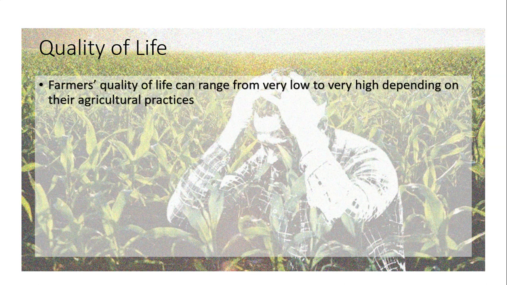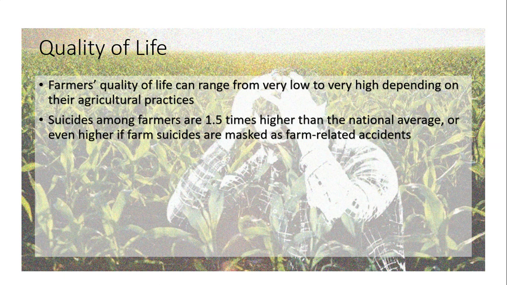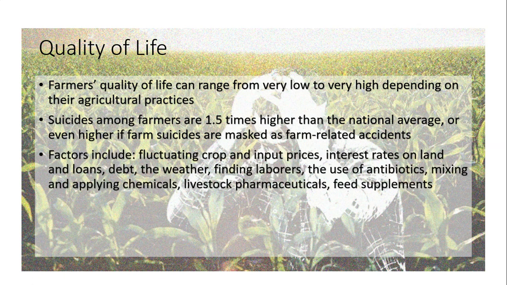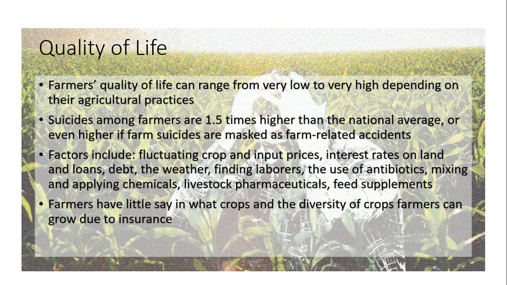Farmers' quality of life can range from very low to very high depending on their agricultural practices. Suicides among farmers are 1.5 times higher than the national average, or even higher if farm suicides are masked as farm-related accidents. Factors include fluctuating crop and input prices, interest rates on land and loans, debt, the weather, finding laborers, the use of antibiotics, mixing and applying chemicals, livestock pharmaceuticals, and feed supplements. Farmers have little say in what crops and the diversity of crops they can grow due to insurance.